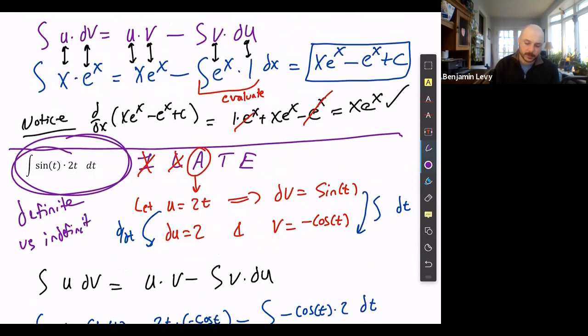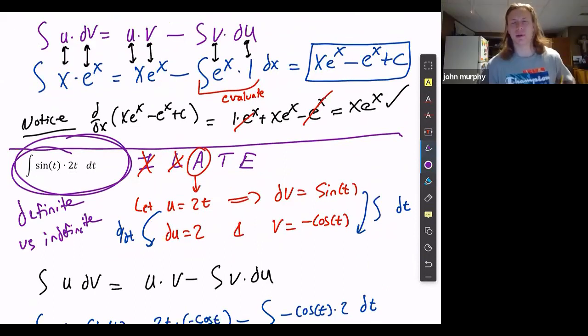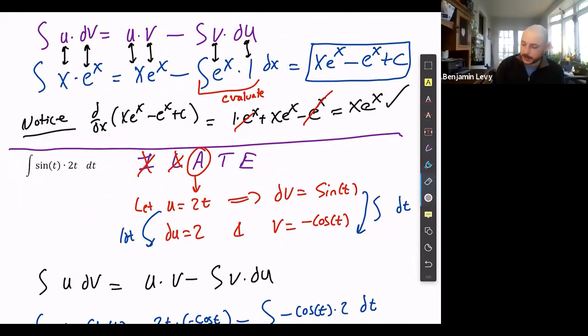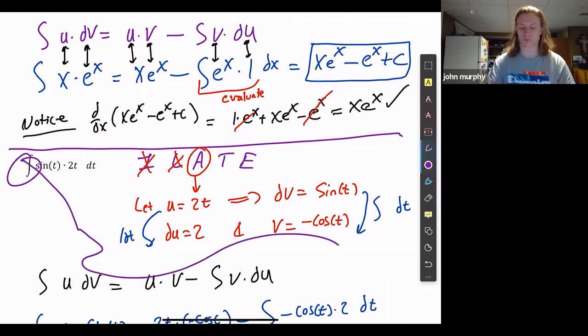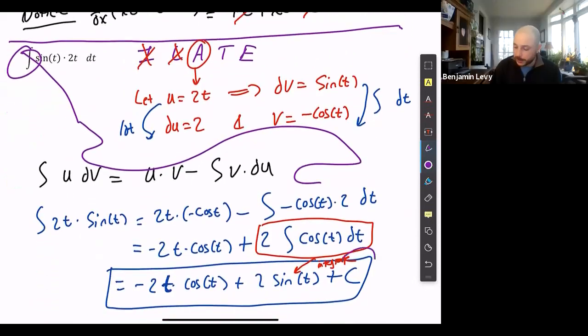Remember those two words? What's the difference between the definite and indefinite? Oh, the bounds? The bounds, right. So these ones don't have bounds. Excellent. So if we look on this, no bounds, that's why we get a plus c somewhere, right? You end up with a plus c in your answer because there's no bounds.